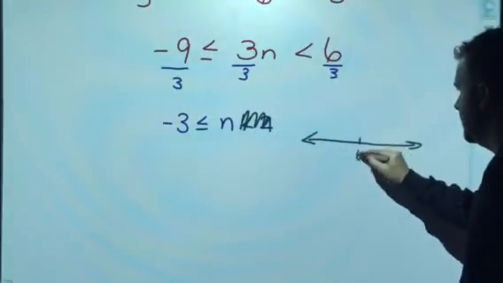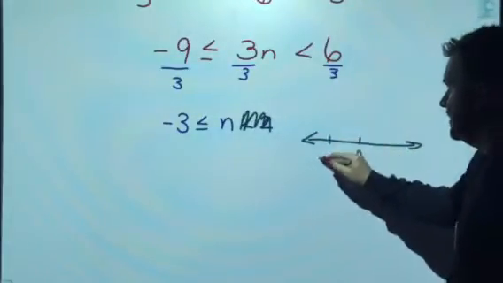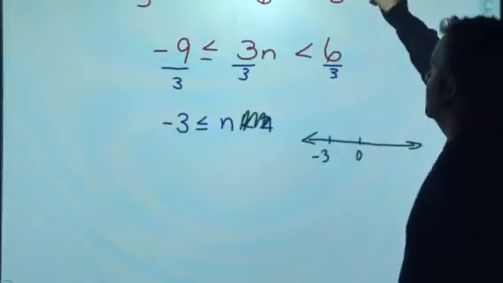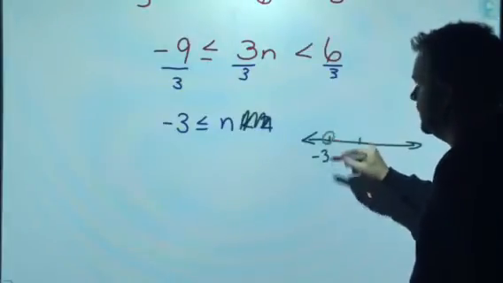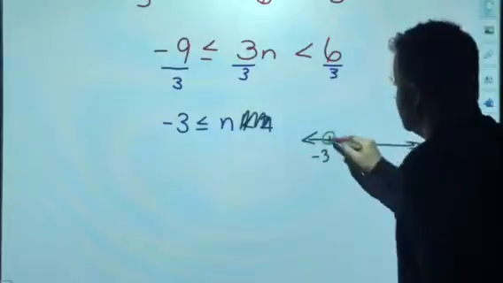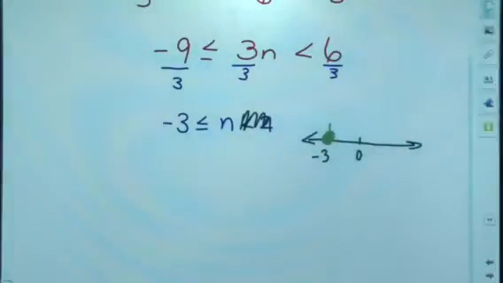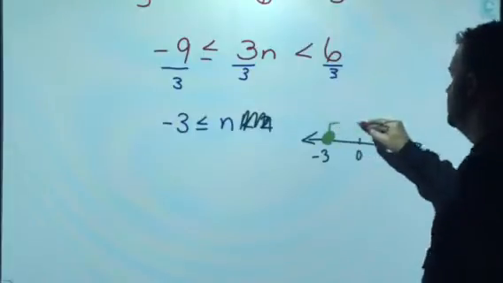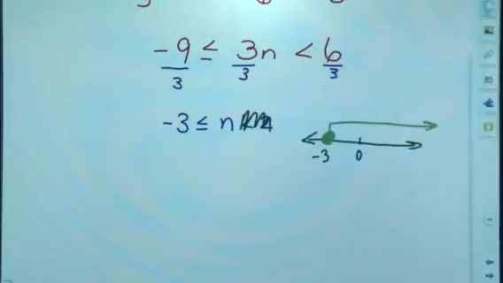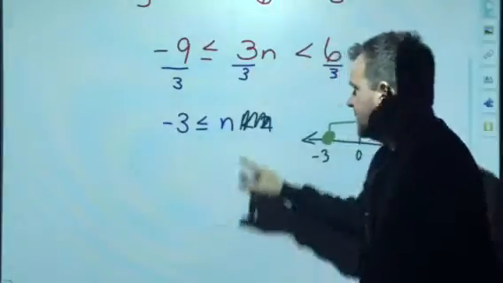Okay, so here's my 0. -3 is down here. Something is happening around -3. It includes -3, so I'm going to fill it in. My arrowhead is going to go to the right. Okay, that side's graphed.